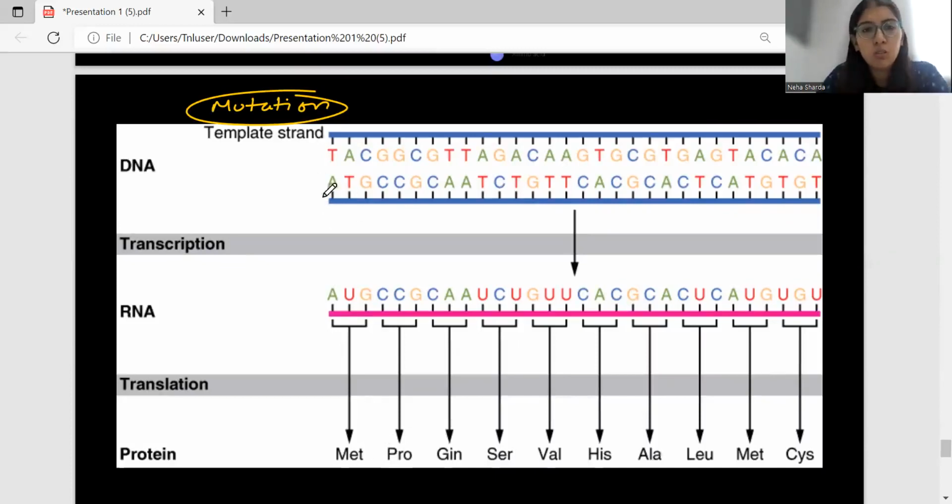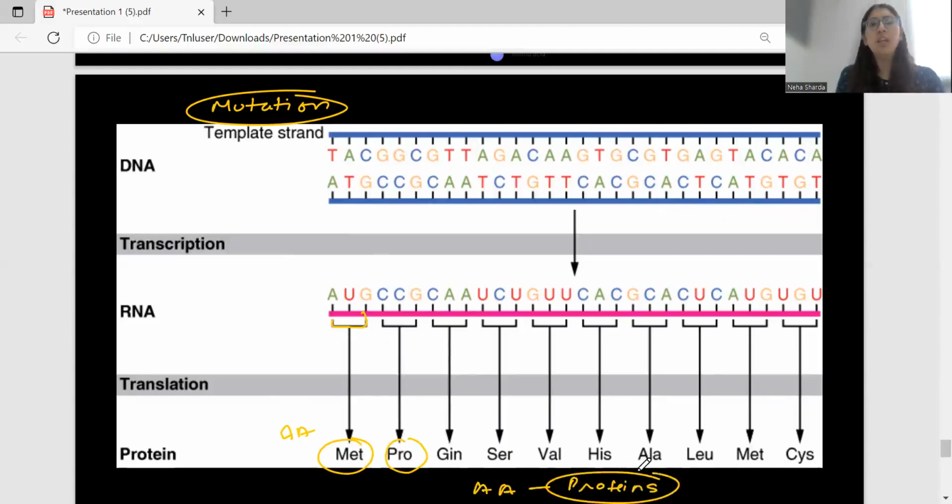So from the 2 strands of DNA, we get RNA through transcription. These are 3 codons. AUG codes for methionine, which is an amino acid. Then the sequence TCG will code for proline. Similarly, these amino acids will form proteins, which are our building blocks. That's why the sequence of DNA is important, and DNA is our genetic material.